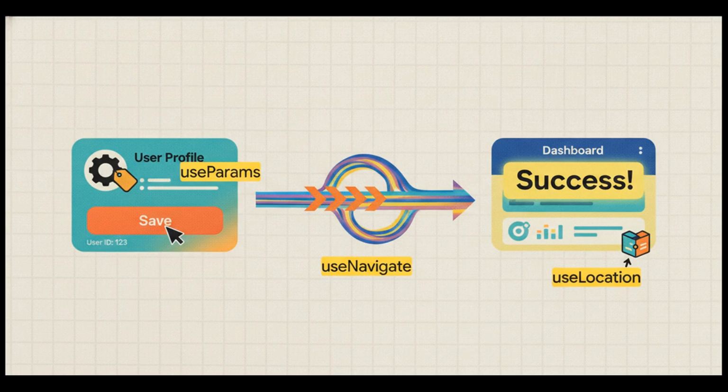Then, when they land back on the dashboard, you can use useLocation to read the state you passed along the way and maybe pop up a nice little profile saved successfully alert right on their screen.